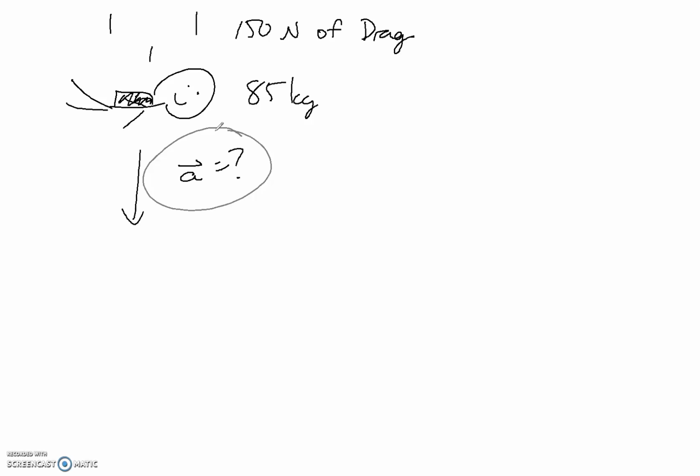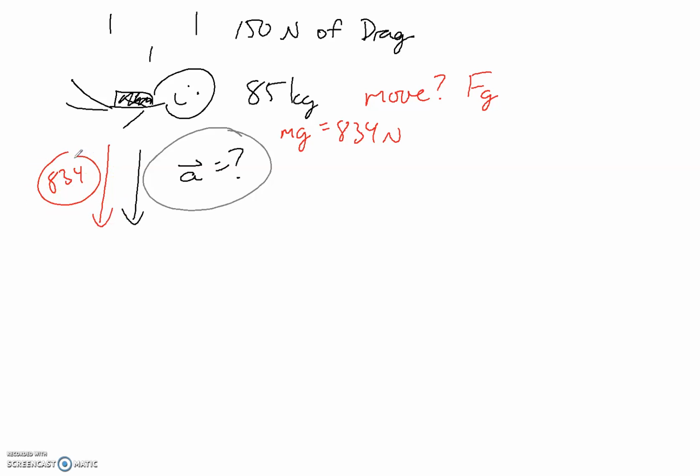First, I'm going to look at what is trying to move him, and of course that's the force of gravity, so that's just his mg. It's the same as what you've done before when calculating basic dynamics. We've got the 85 and the 9.81, and rounding off a little bit, we've got about 834 newtons trying to pull him down.